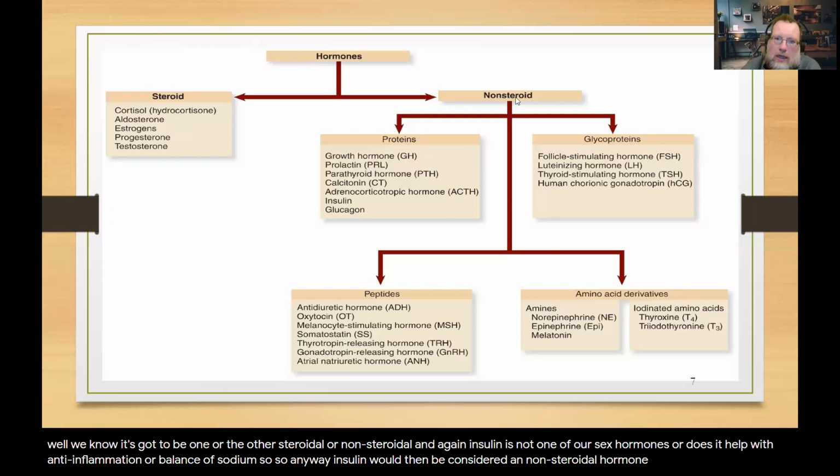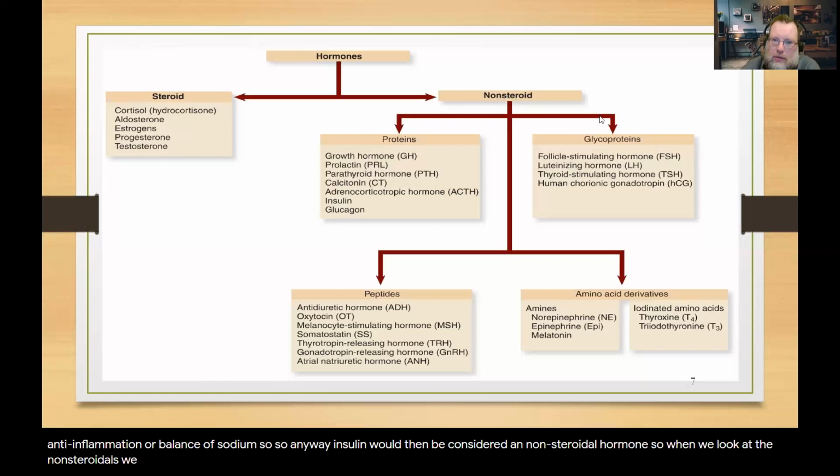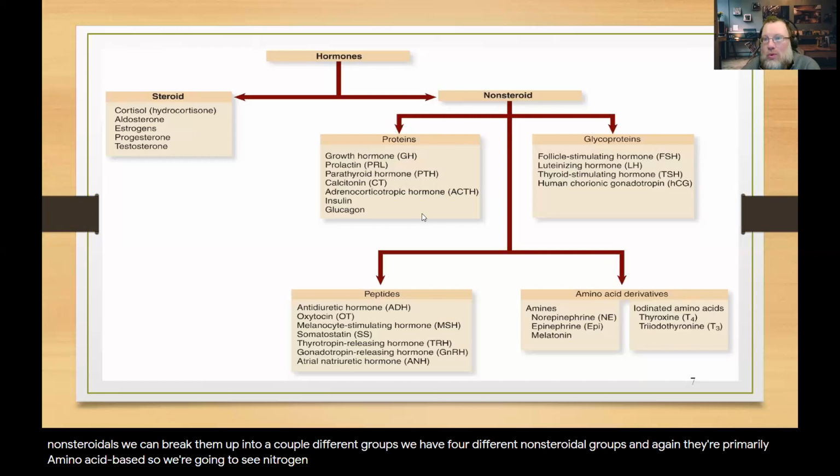So when we look at the non-steroidals, we can break them up into a couple different groups. We have 4 different non-steroidal groups. And again, they're primarily amino acid based. Okay. So we're going to see nitrogen. We're going to see protein involved, peptide, protein, amino acid. These are all related to nitrogen.